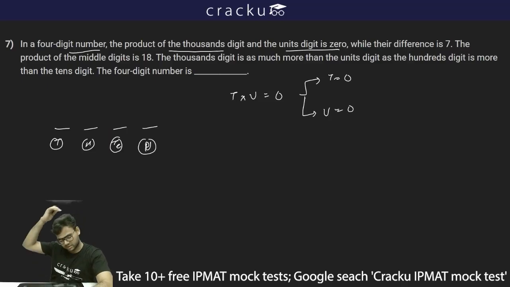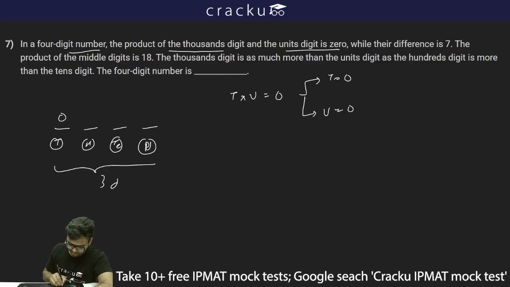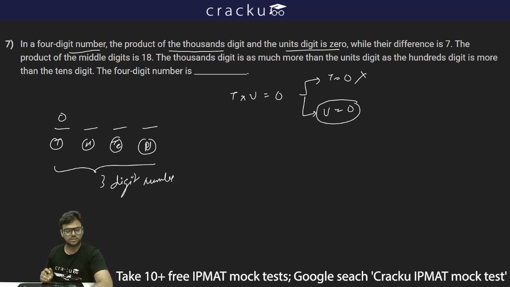Now can the thousands digit be 0? If this is 0, what will happen? This will become a 3-digit number, because it will be something like 0773. 0773 is basically 773, which is a 3-digit number. So the thousands digit can never be 0, and thus I have to say that the unit digit will be 0, because if the thousands digit is 0, then it will never become a 4-digit number. So I can write my final number will have the unit digit as 0.